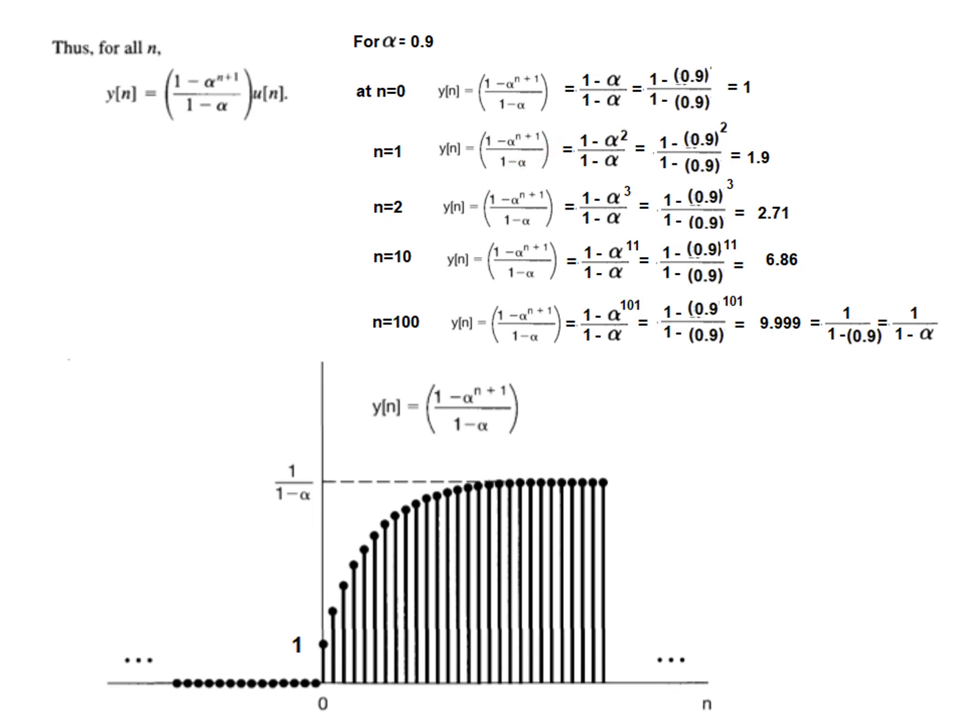And then we keep on plugging the values of n equal to 2 and 3 and 10 and 100. So you can see that it is gradually increasing, 1.9, 2.71, 6.8, and this becomes 9.99, which is actually 1 divided by 1 minus 0.9, or it is 1 divided by 1 minus alpha. So the final value is 1 divided by 1 minus alpha. So this is the plot of the signal.